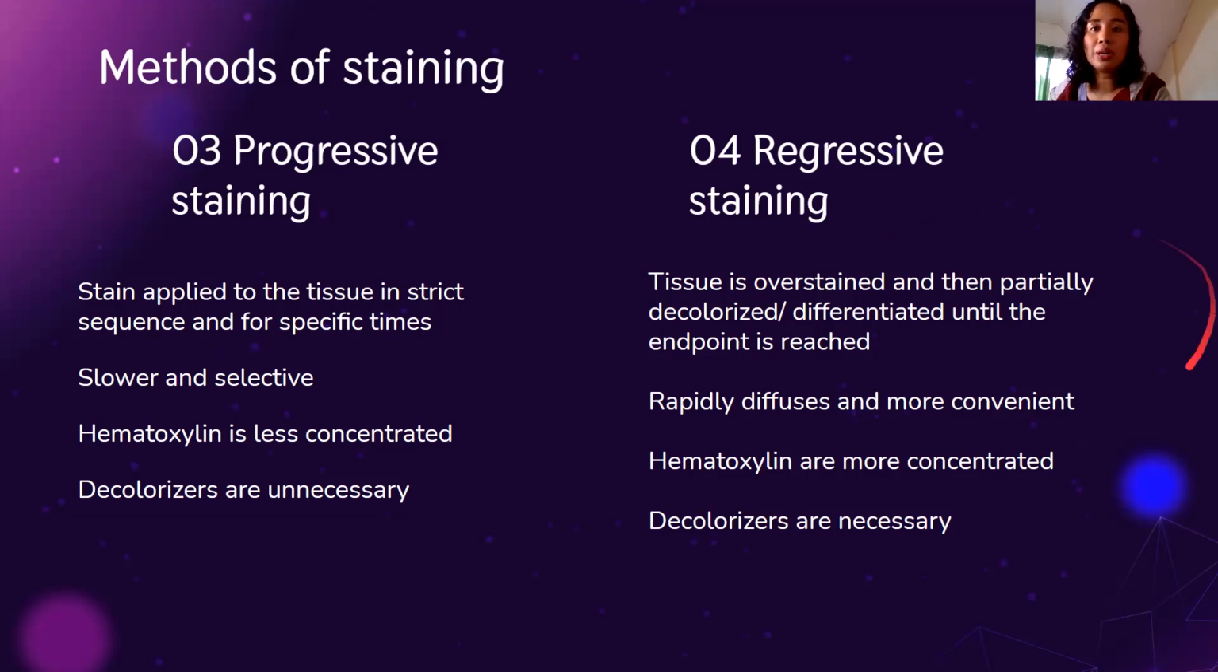And your hematoxylin must be more concentrated because your goal is to overstain it. So it rapidly diffuses and it's more convenient. This is faster. So your hematoxylin and eosin is usually regressive staining. The routine stain that we use is regressive staining.